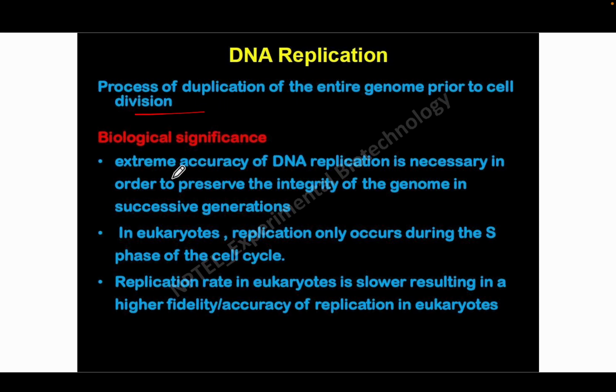Biological significance: extreme accuracy of DNA replication is necessary in order to preserve the integrity of the genome in successive generations. In eukaryotes, replication only occurs during the S phase. The replication rate in eukaryotes is slower, resulting in a higher fidelity or accuracy of replication in eukaryotes.